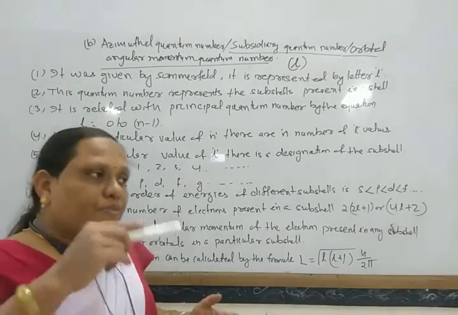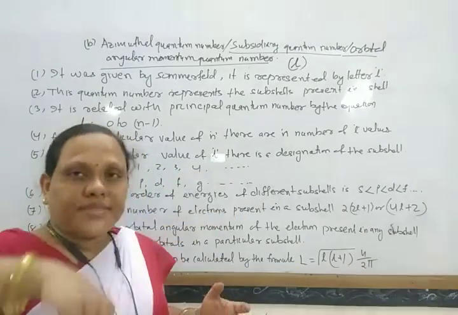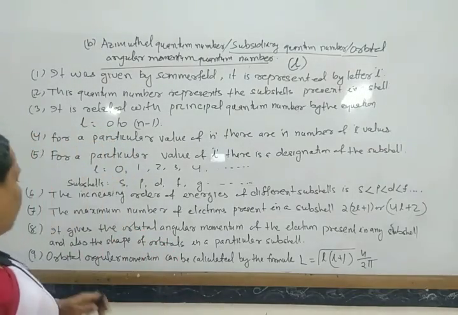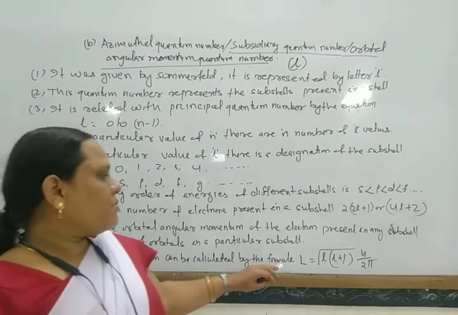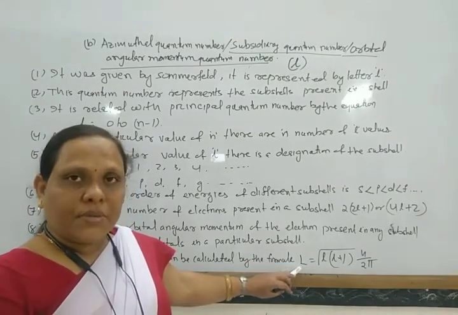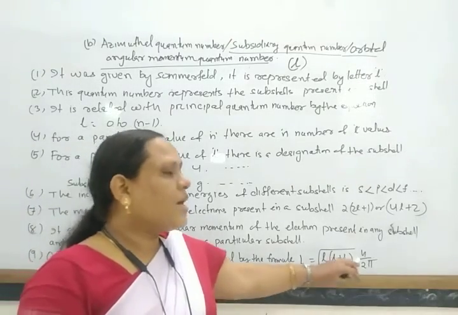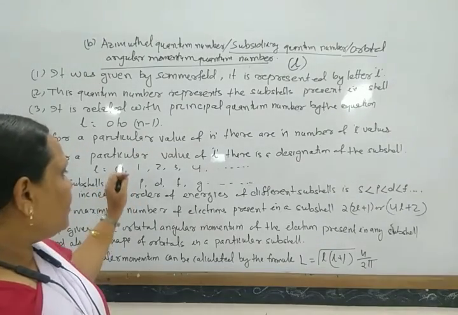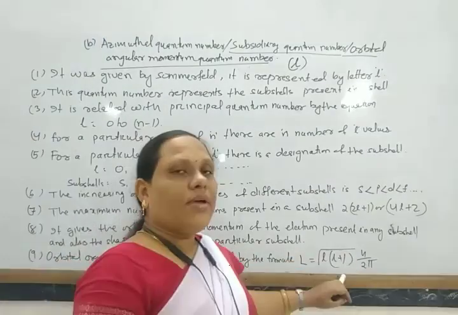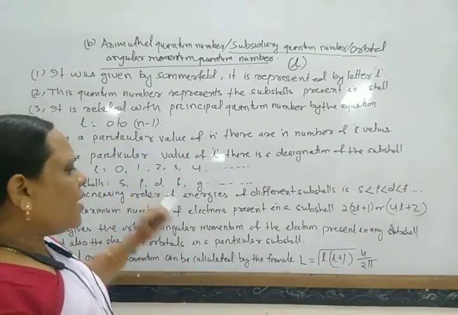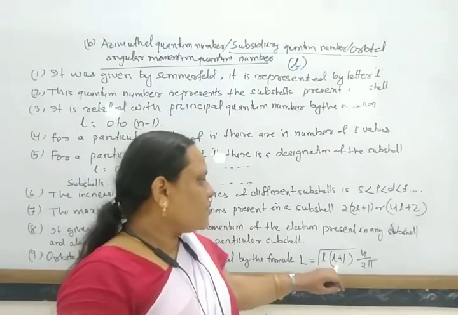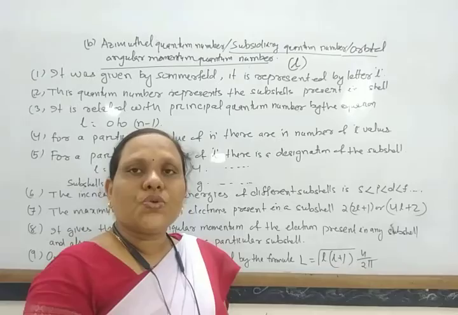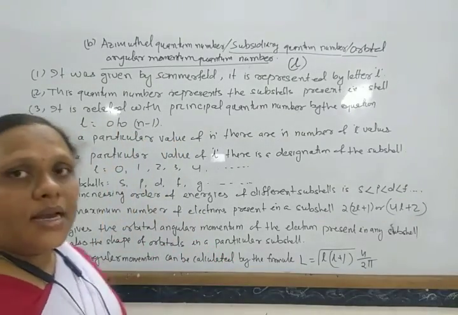And when the electron moves in a subcell, what is the angular momentum? This angular momentum is determined by the formula: angular momentum equal to root of L into (L plus 1), times h by 2 pi. So for L equal to 0, this total value becomes 0. For L equal to 1, the value is root of 1 into (1 plus 1), that is root 2 h by 2 pi. In this way, the orbital angular momentum is also known from this azimuthal quantum number.